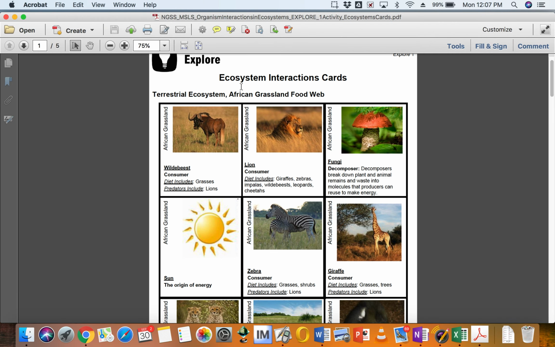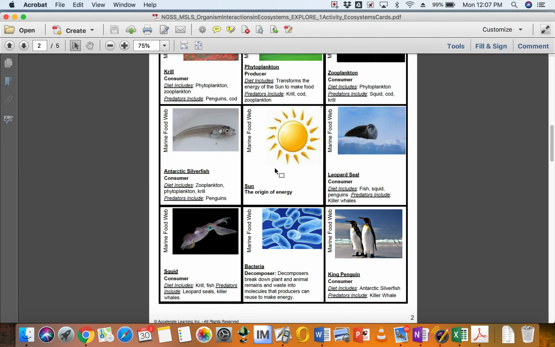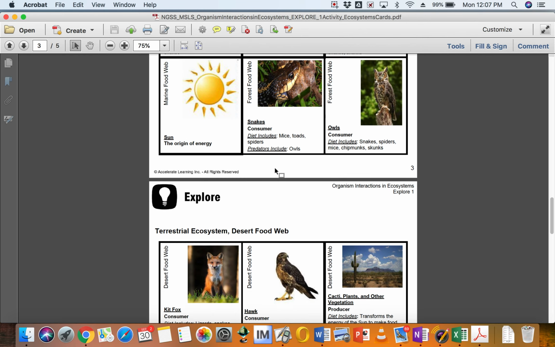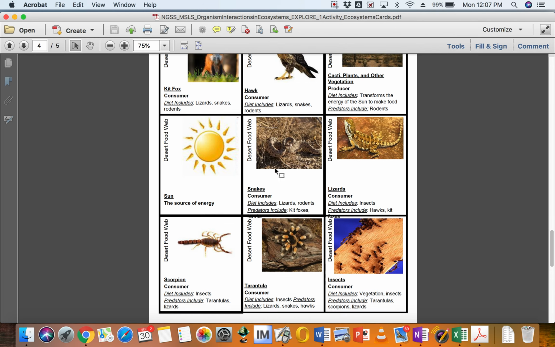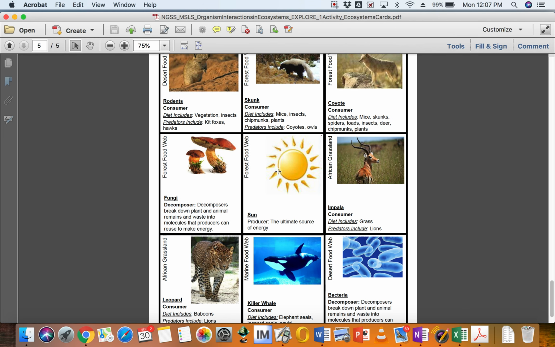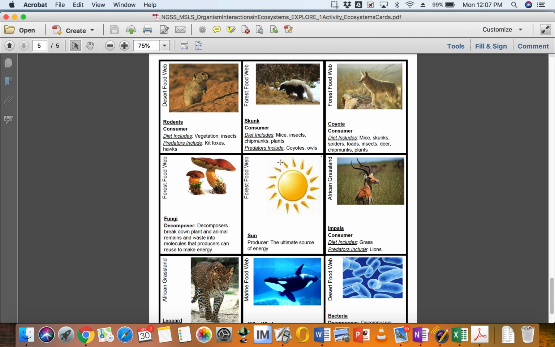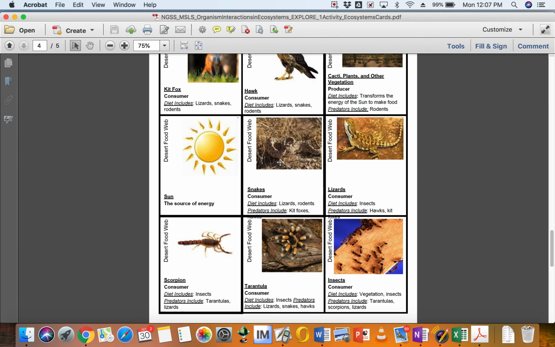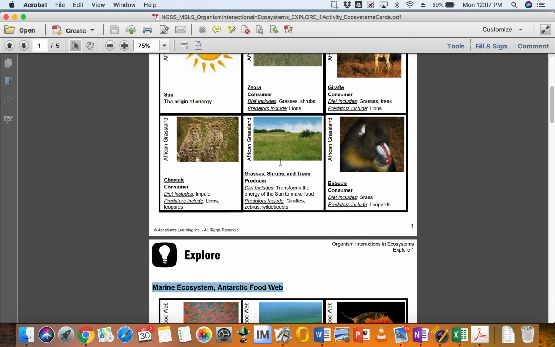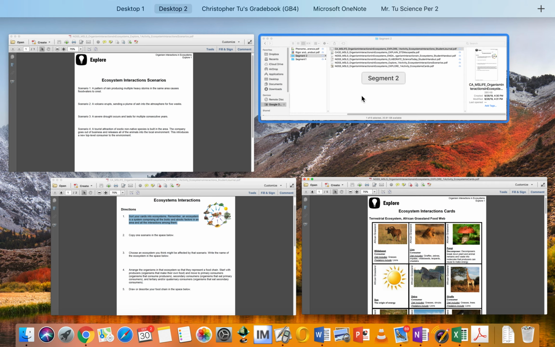So you had the African grassland, or the Antarctic food web, or the forest food web, or the desert food web. Okay, if you're absent and you need to collect any of this information, you should figure it out. This might be a little tough, so if you need to look at the cards later, I can loan you those, all right? But quick explanation, you got desert, again, forest, marine, or African grassland. So we got four different ecosystems that we were looking at, all right?